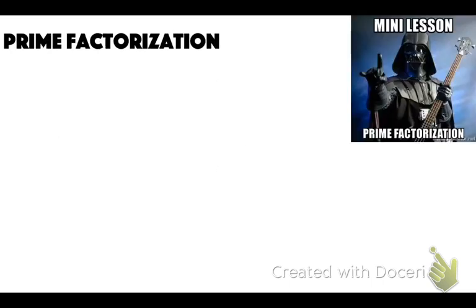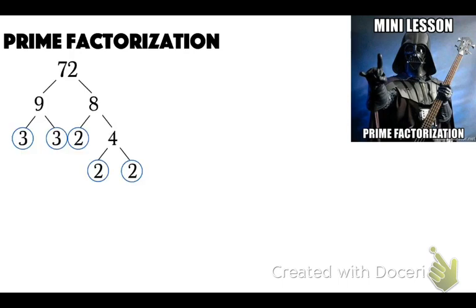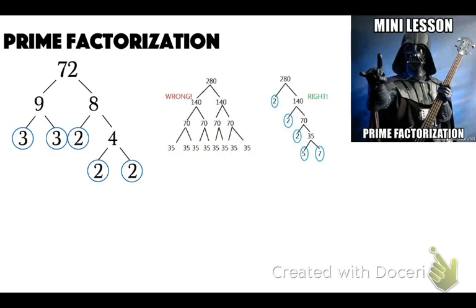Okay? Prime factorization. Remember, you probably made these factor trees. If you were to take 72, that's 9 times 8. 9 is 3 times 3. 8 is 2 times 4, which is 2 times 2. And then you look at the bottom. So the prime factorization of 72 is 3 times 3 times 2 times 2 times 2. And we use this to simplify radicals.